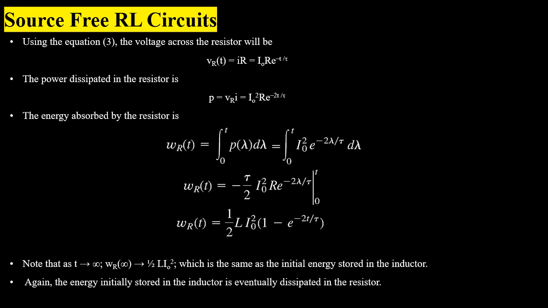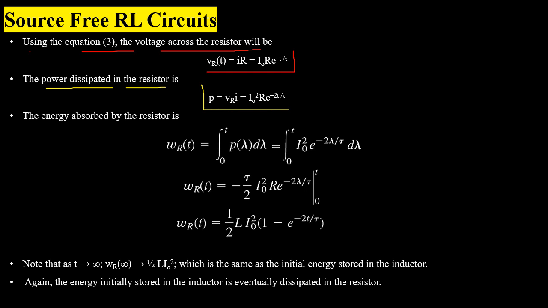Now using equation 3, the voltage across the resistor will be equal to the product of the current through the resistor with the resistance of the resistor, and will be equal to I naught R exponential power minus t divided by tau. And the power dissipation in the resistor will be equal to the product of voltage across the resistor and current through the resistor, and will have a value of I naught square R exponential power minus 2t divided by tau.